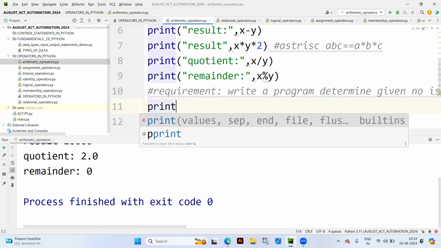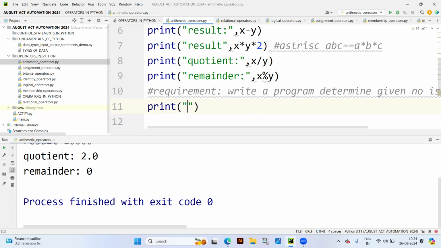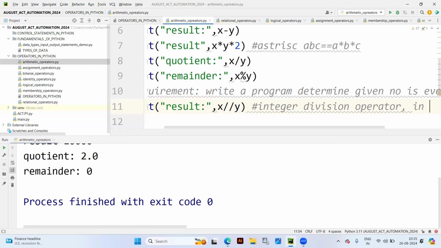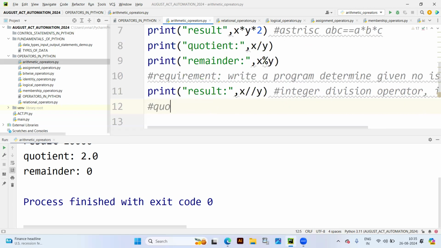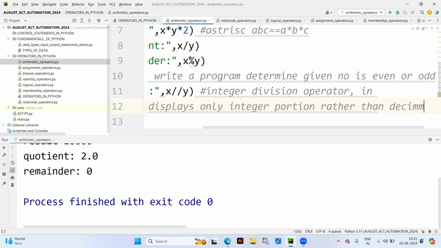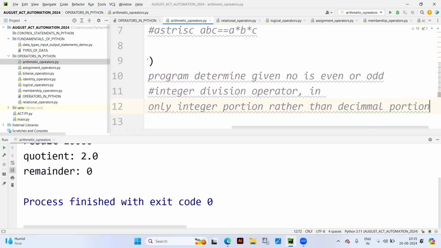Right. So the next is an operator which is x double slash y. What does it mean? This double slash looks like a division operator, but it is the integer division operator. What exactly will it give you in the coefficient? It displays only the integer portion rather than the decimal portion. Yes or no?